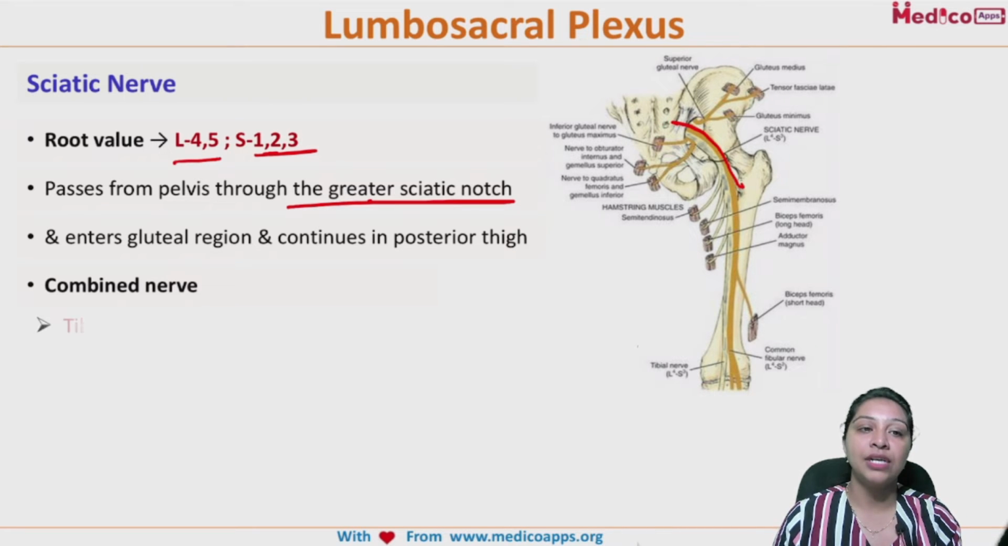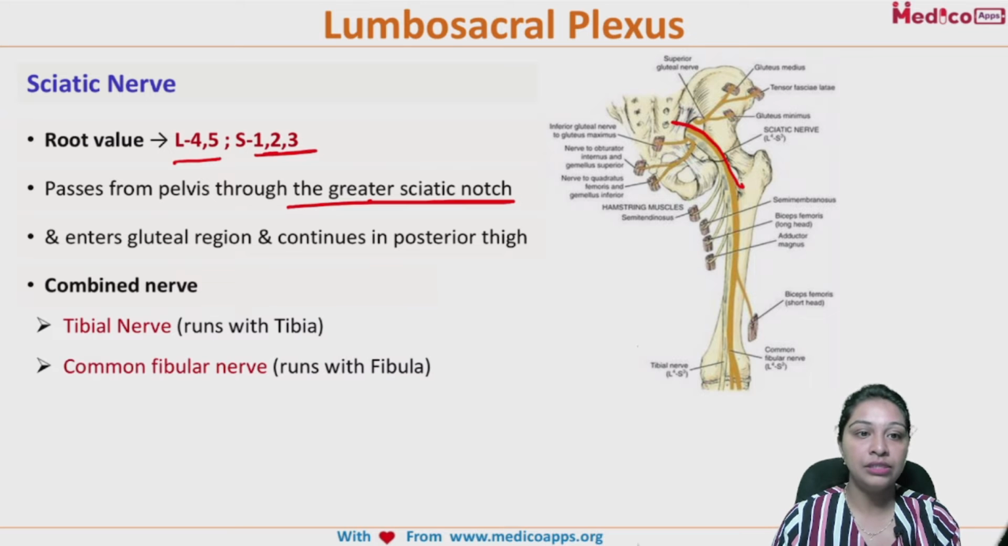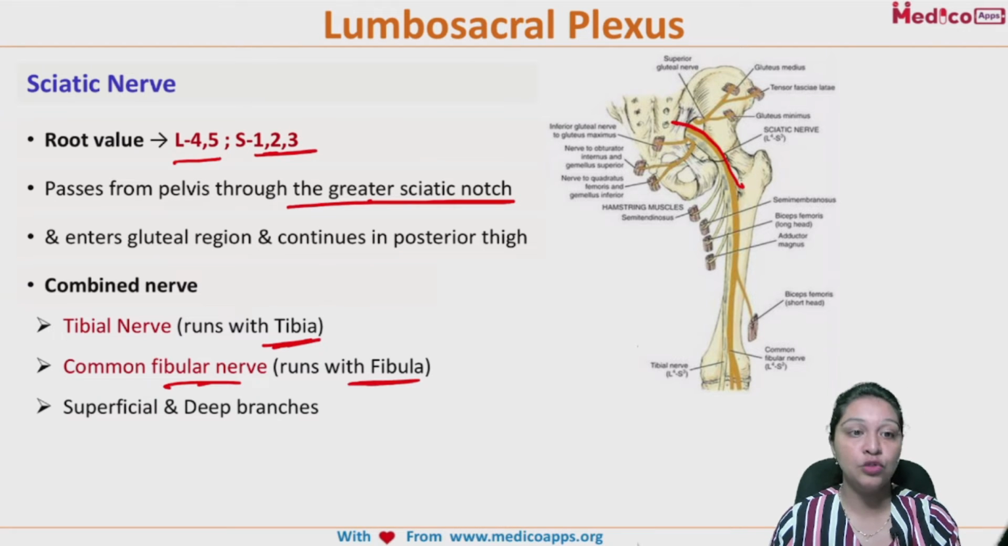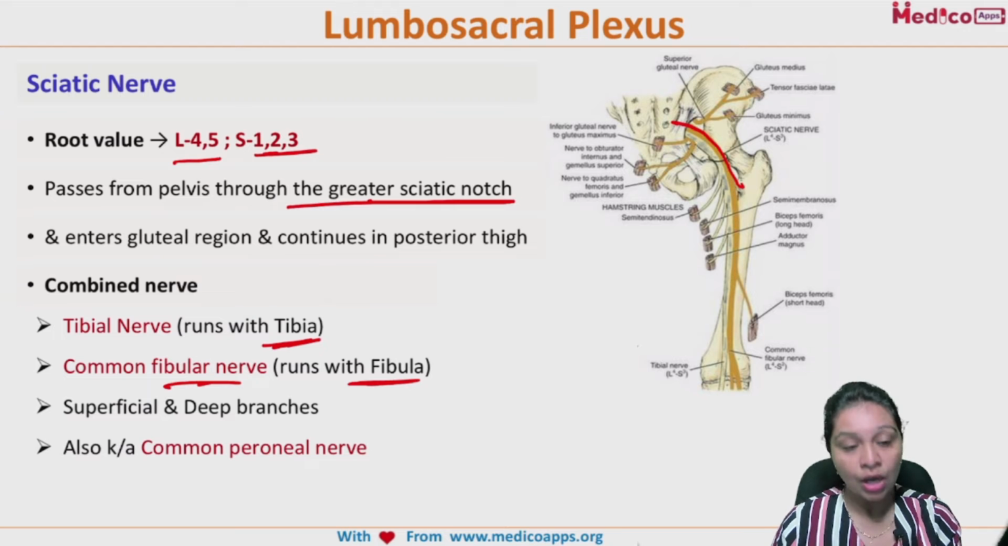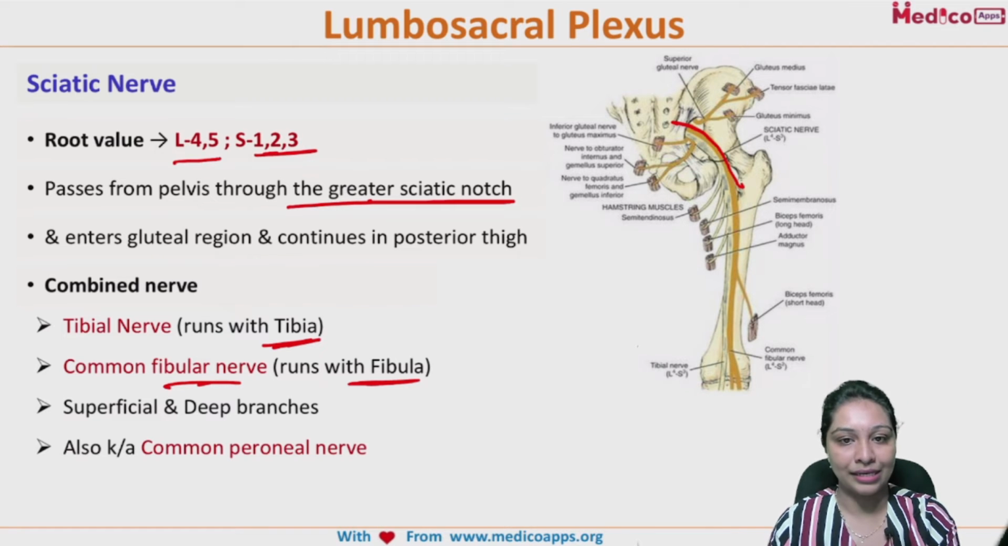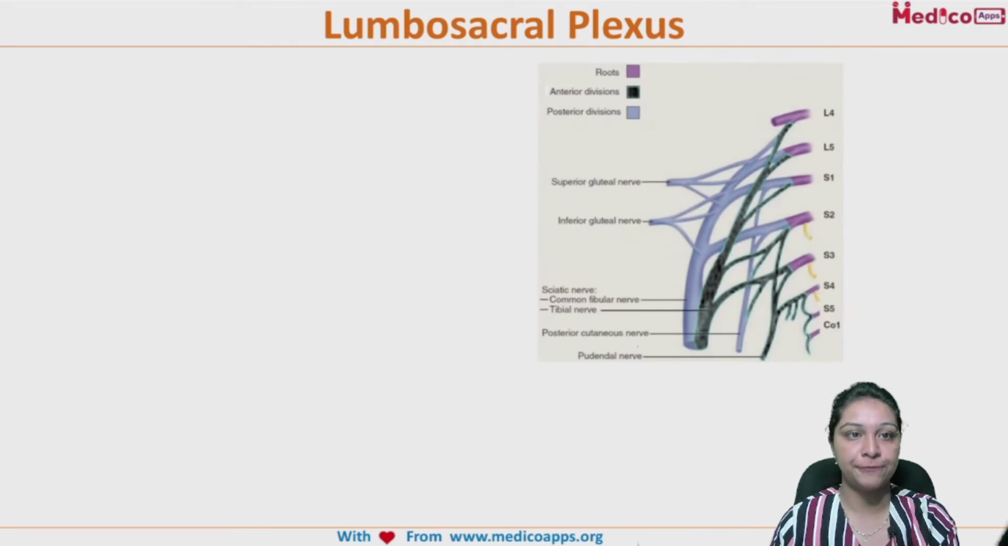So here it gives rise to two important branches. These are the tibial nerve and the common fibular nerve. The tibial nerve runs with the tibia and the common fibular nerve runs with the fibula. It gives rise to superficial and deep branches. This nerve is also known as the common peroneal nerve.